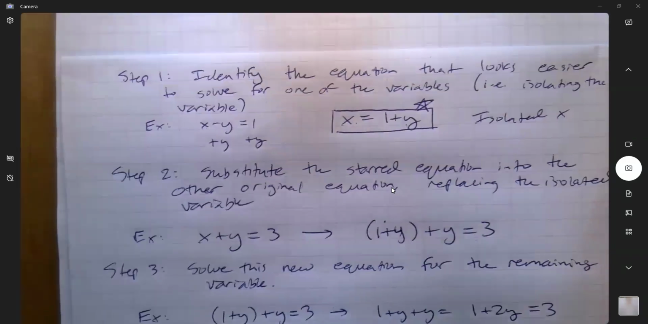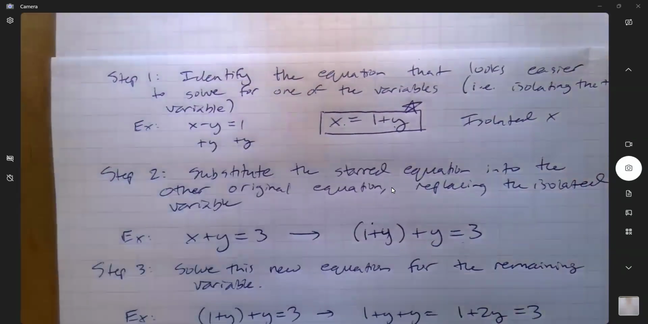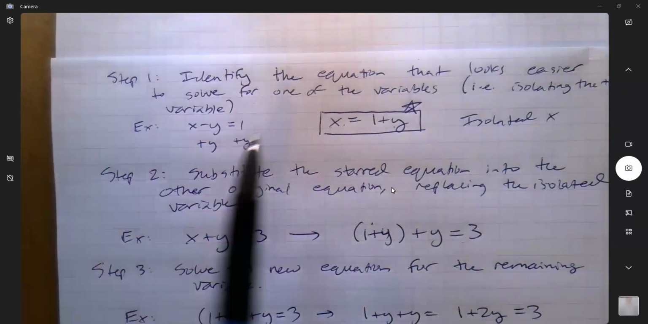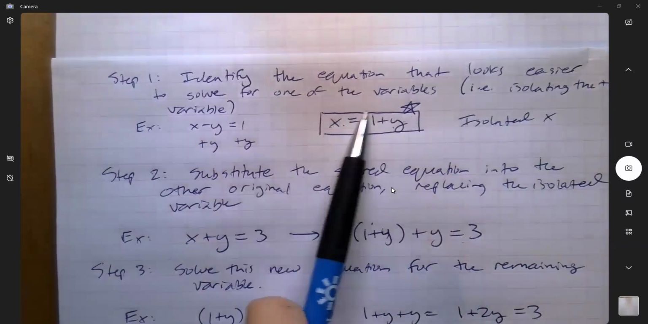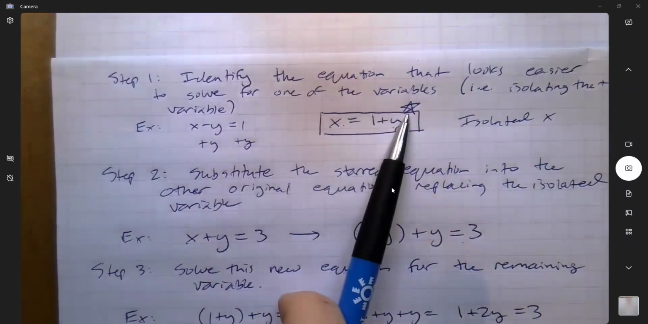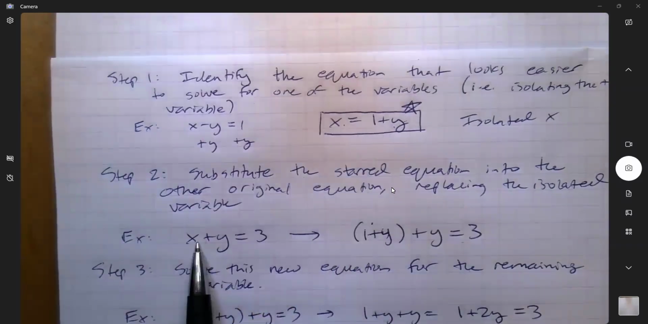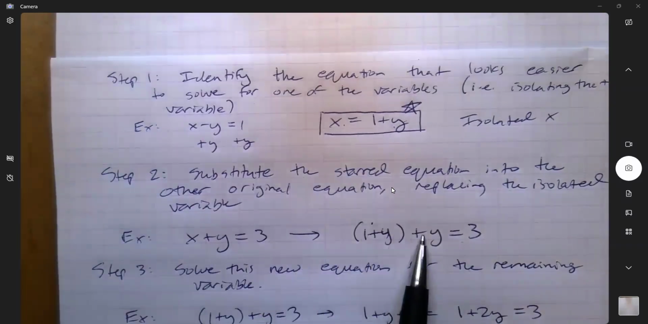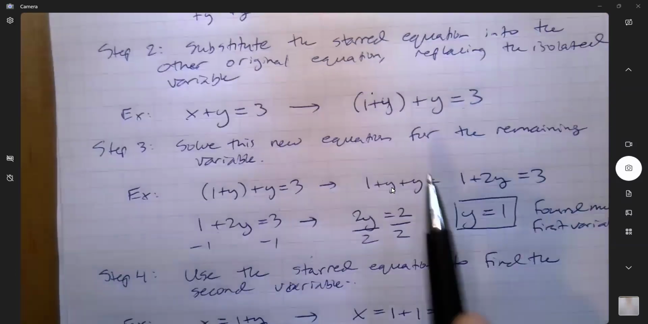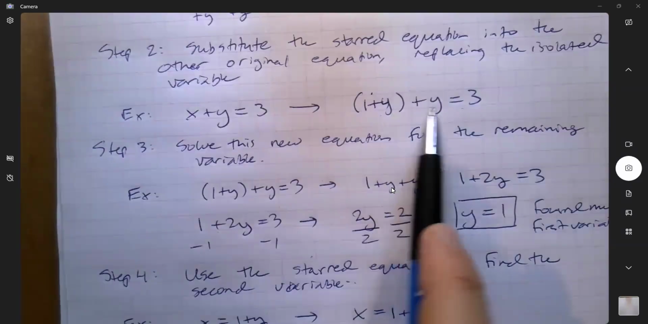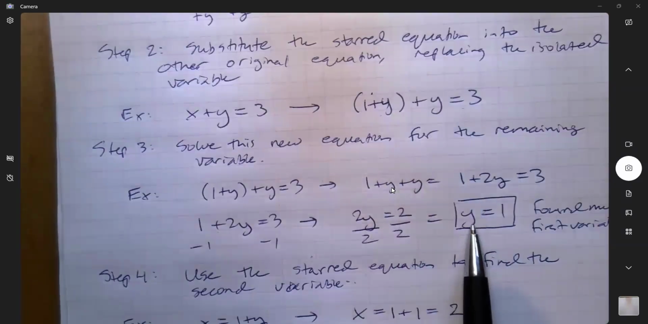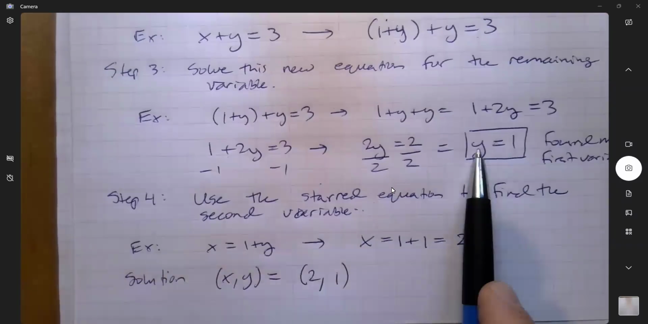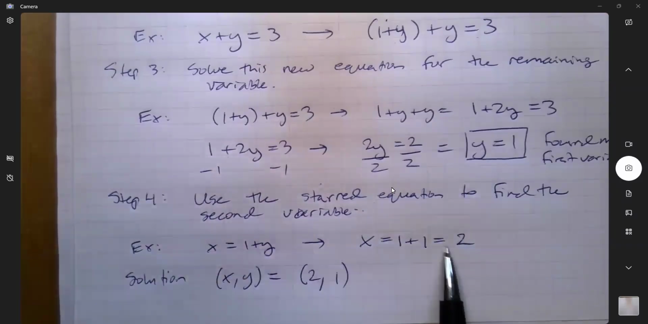Those are the 4 steps. You're given a system of equations. In this class, it's usually going to be 2 equations, but there's no reason why it couldn't be more than 2. Your first step is to identify a simpler equation and solve it for one of the variables. Give that expression a star. Use that expression in your other original equation to turn it into something with only a single variable, which you then solve. And then you use that solution in your starred equation to get the second variable.